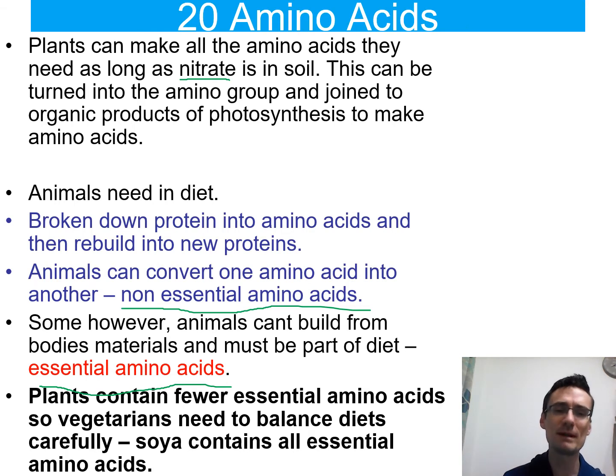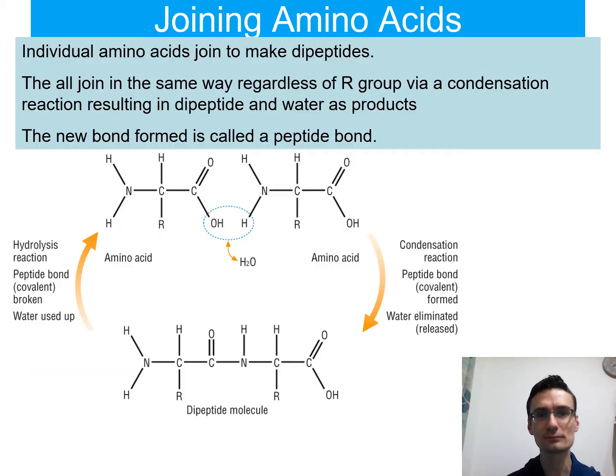Plants contain fewer amino acids, so people who are vegetarian, and I presume vegans as well, need to carefully balance their diets. One thing that does contain all the essential amino acids is soya, which is obviously a very popular choice to ensure that vegetarians and vegans have all those essential amino acids.